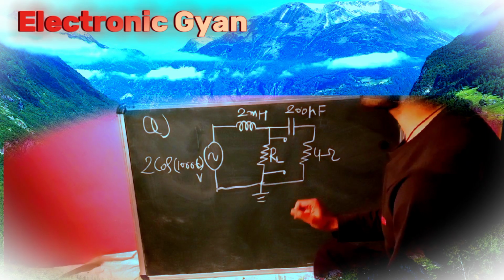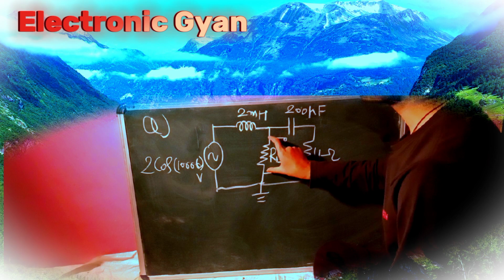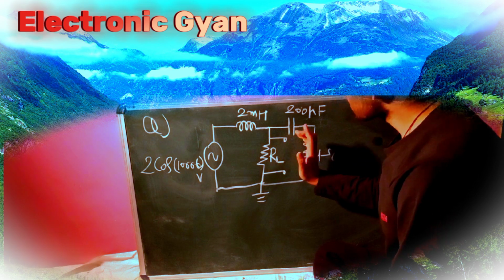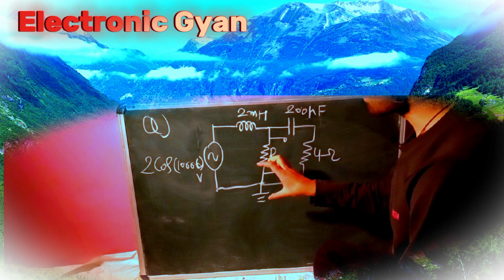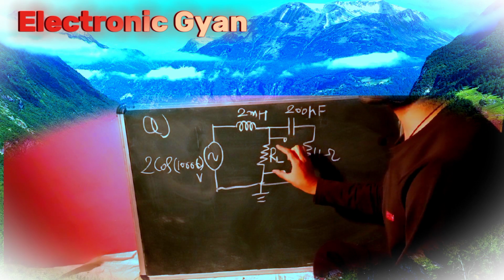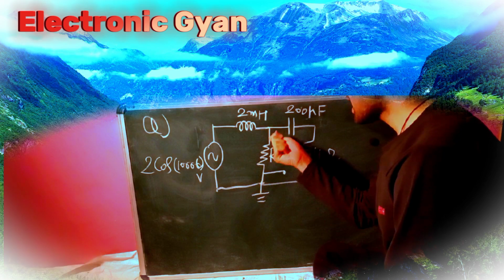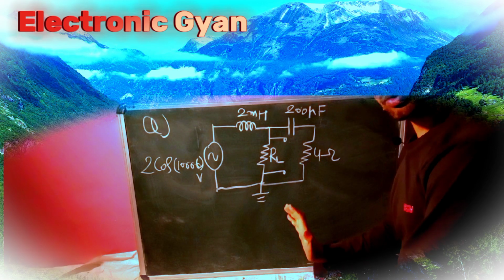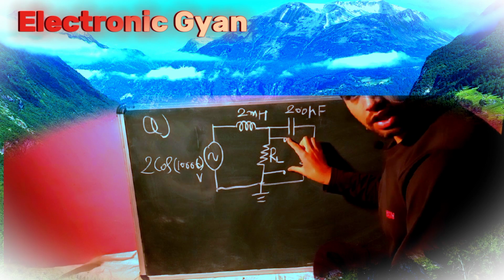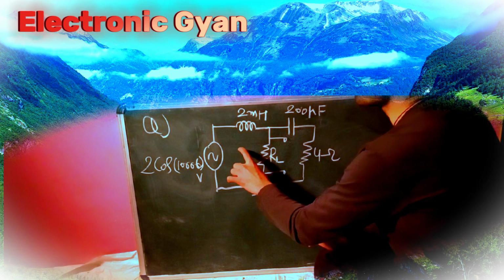For that, first of all, we have to convert this circuit. We apply the Thevenin equivalent across this load by removing the load. After applying the Thevenin equivalent, we will calculate the maximum value of load resistance, and after that, we will calculate the maximum power delivered through this load resistance. Here my load is a real load.